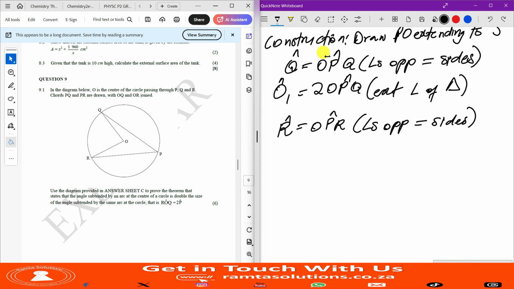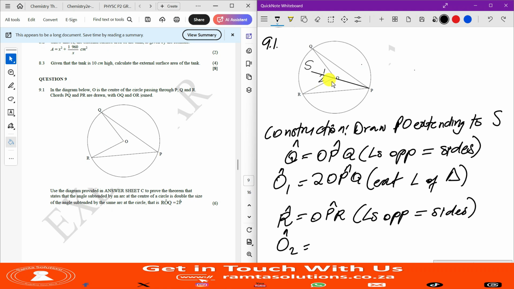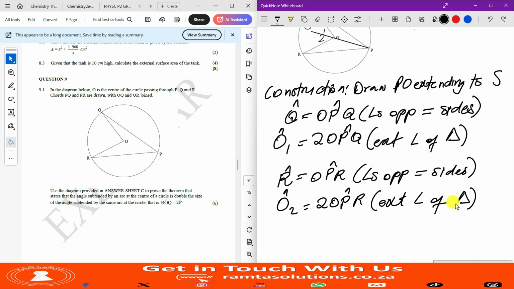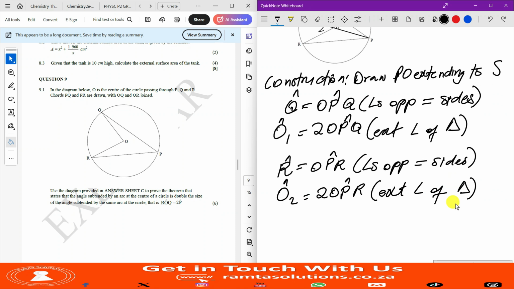Cool. Now proceeding, we can therefore say angle O2, checking our diagram, angle O2 is equal to the sum of angle R and angle OPR. So we can say it's simply equal to 2 times angle OPR. Why? Exterior angle of a triangle is equal to sum of interior opposite angles. Good. So we have shown that angle O1 is equal to 2 times angle OPQ. Again, angle O2 is equal to 2 times angle OPR.